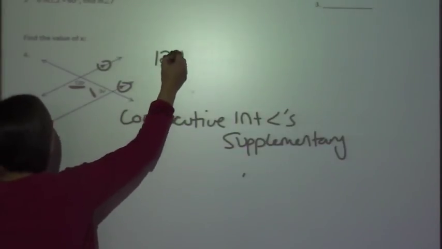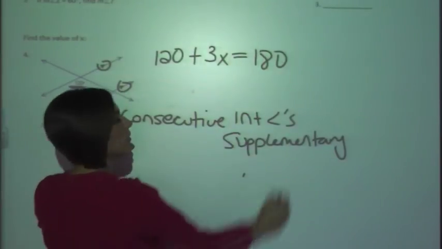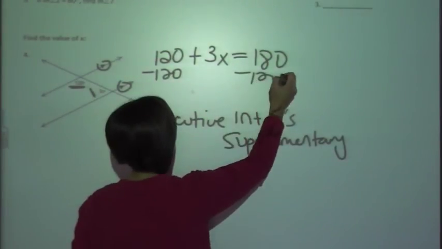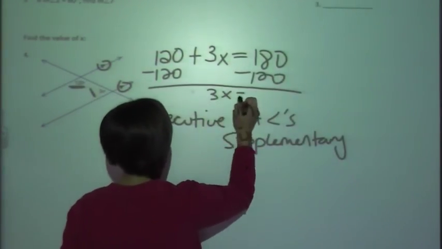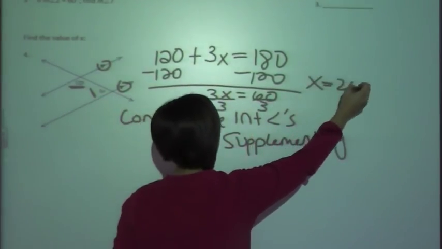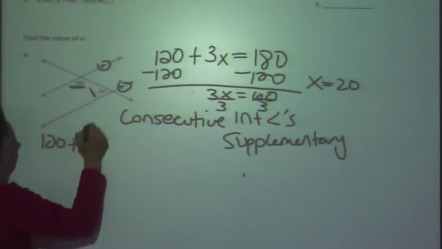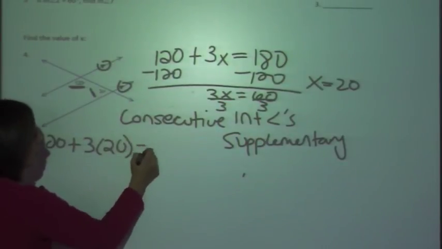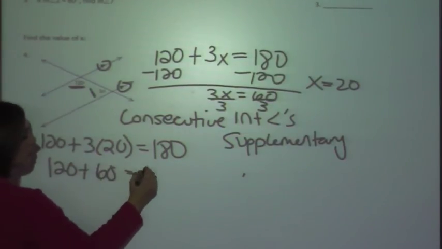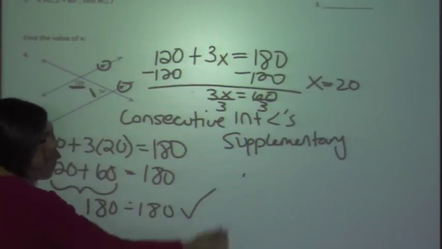So this angle 120 plus this angle 3x are going to equal 180 degrees. They're supplementary. Subtract my 120 from both sides. So I get 3x equals 60. Divide by 3. So I get x is 20. I'm going to plug that x back in to make sure I did it right. 120 plus 3 times x, which was 20, should equal 180. 120 plus 60 should equal 180. 120 plus 60 is 180. So I did this correctly.